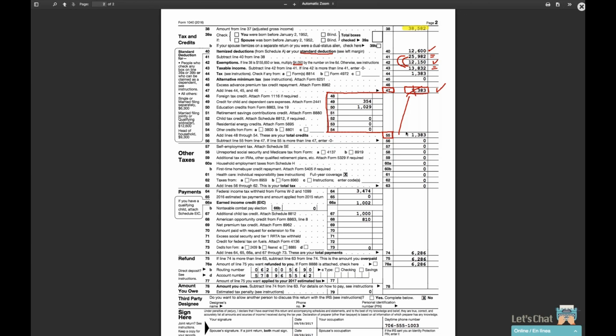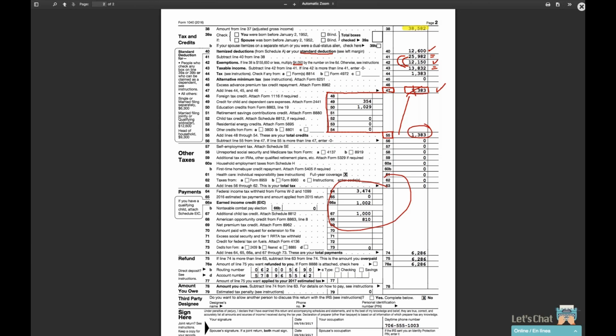So let me say this one more time. If line 55 is bigger than line 47, that's good. If line 47 is bigger than line 55, then more likely your refund's gonna get smaller, right? So if you cannot pay it from here, more likely you're gonna pay it from here.